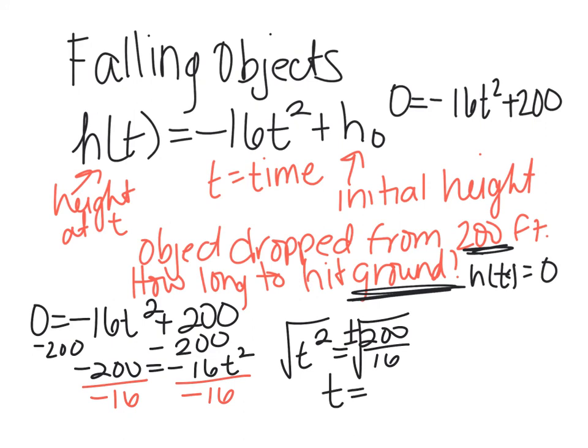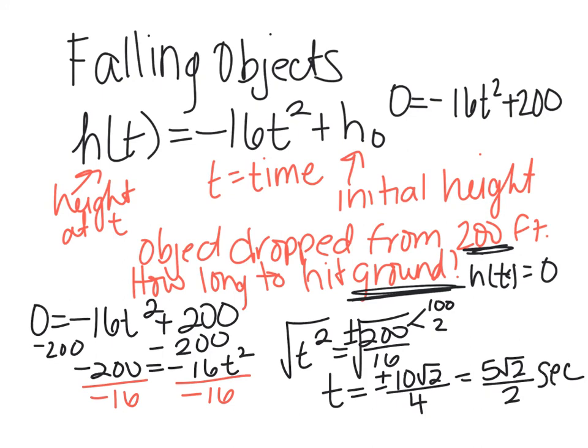So t equals, let's see, this is 100 times 2. So the square root of 100 is 10, plus or minus 10 square root 2 over the square root of 16, which is 4, and that reduces to 5 square root 2 over 2. And I don't need to do plus or minus. If I think about what I'm talking about, time, and seconds cannot be negative, so I'm only looking at the positive answer. And then you can put that in the calculator and get a decimal approximation.